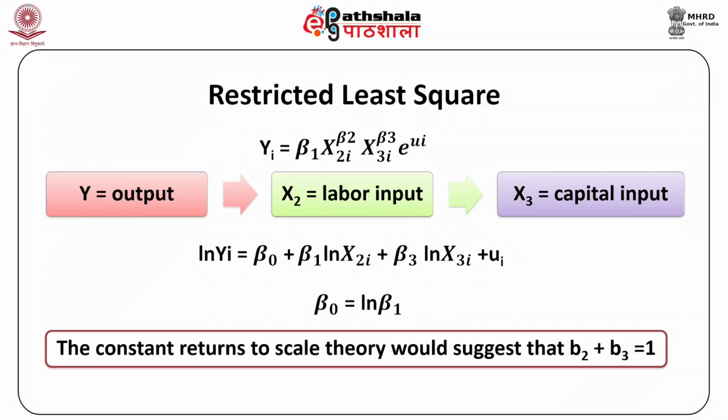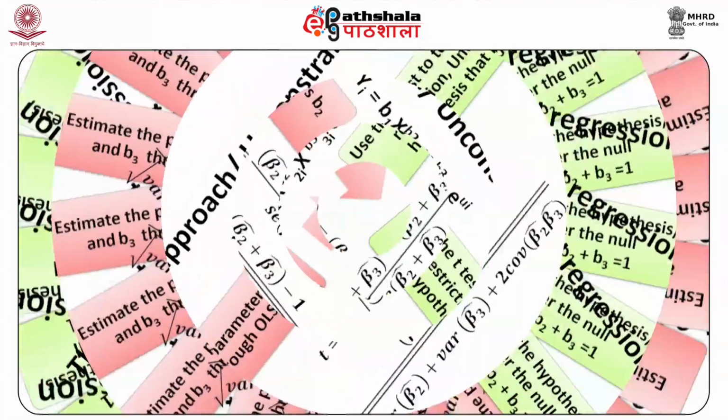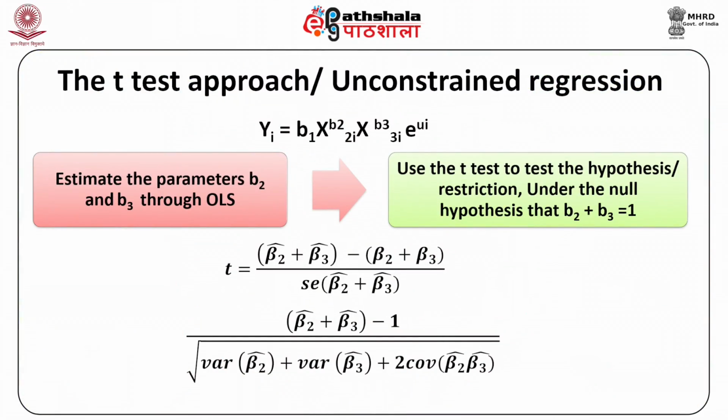There are two approaches for testing such restrictions: the t-test approach on the unconstrained regression, or the F-test approach. The equation yi is equal to beta 1 x2i raised to the power of beta 2, x3i raised to the power of beta 3, e raised to the power of mu i can be estimated without considering the linear restriction. Here we attempt to test the presence of the linear restriction after estimating the unconstrained regression. The steps are as follows. Estimate the parameters beta 2 and beta 3 through OLS. Use the t-test to test the hypothesis or the restriction.